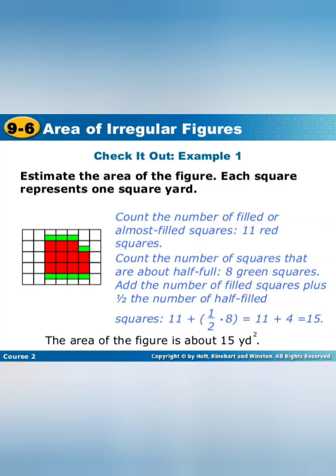The third step is to add the number of squares which are fully filled plus half the number of half filled squares. Totally there are 11 squares which are fully filled. So you have to add 11 plus half the squares that are half filled. Half into 8 gives you 4. So 11 plus 4 is equal to 15. So the area of the figure is about 15 yard square. So by using this method, you can estimate the area of an irregular shaped figure by adding the number of filled squares plus half the number of half filled squares.